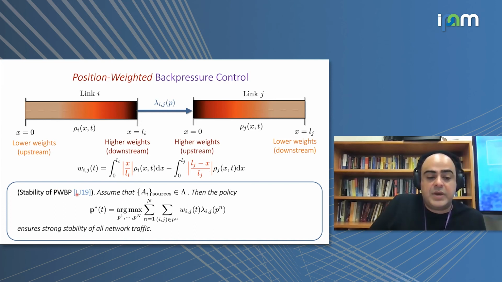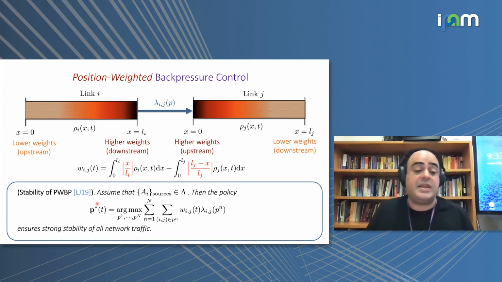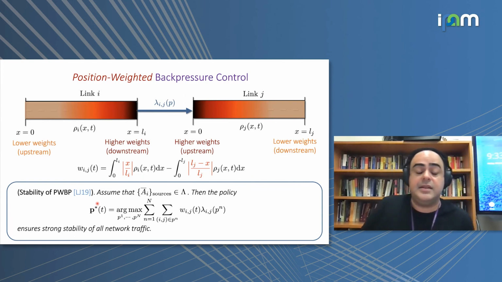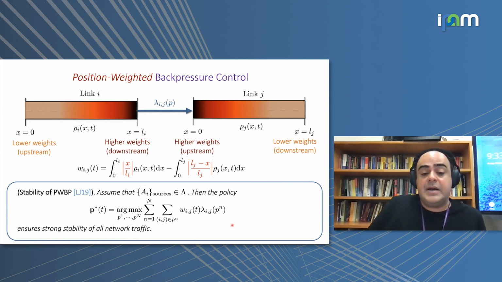And what we showed was that as long as the arrival rates are within the capacity region of the network, which is determined by the phasing scheme, so the number of phases that I have in the network, then solving this maximization problem will ensure strong stability of the network traffic, okay?